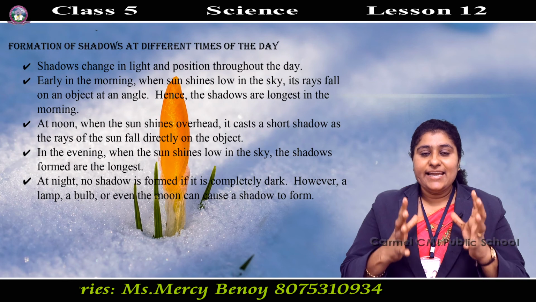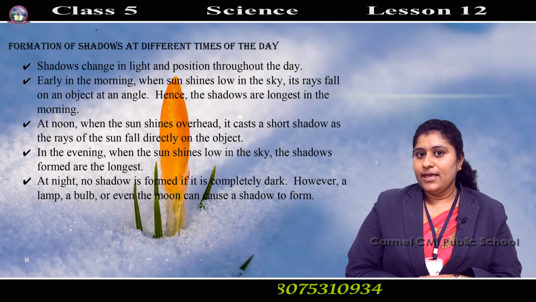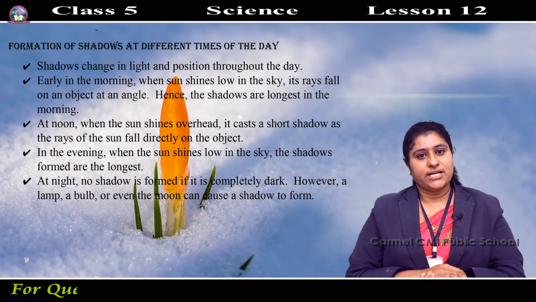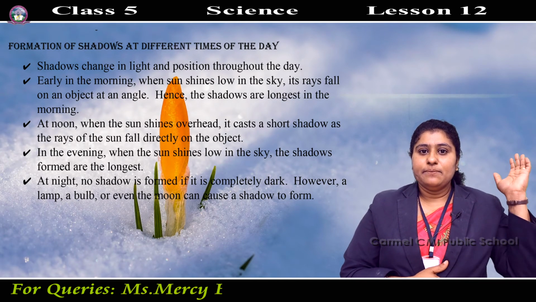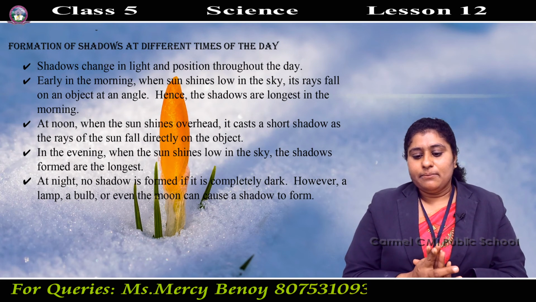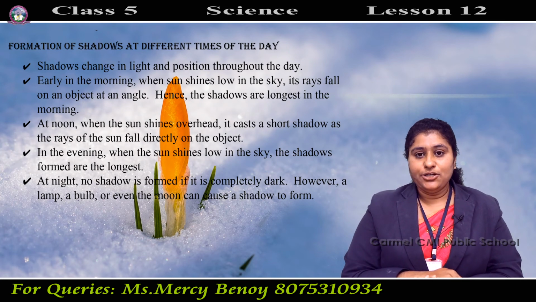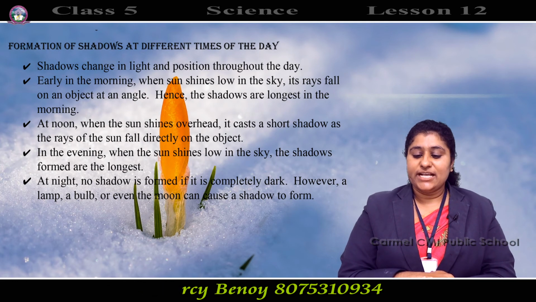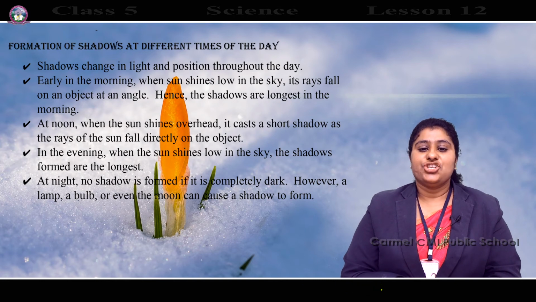However, a lamp or a bulb or even the moon can cause a shadow to form. Okay, moon. What about the moon? Is it a luminous or non-luminous object? Say non-luminous object, right? The moon is a non-luminous object. But it reflects the light of the sun. So, a lamp, bulb or even the moon can cause a shadow to form. Okay, so these are the things about shadow.